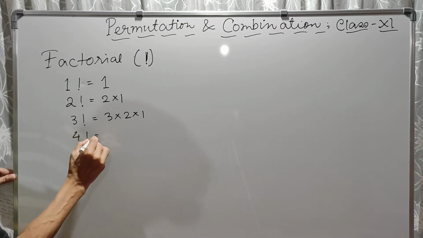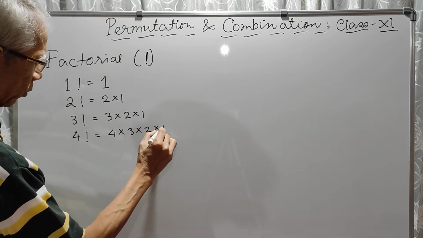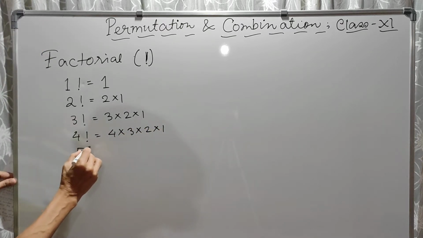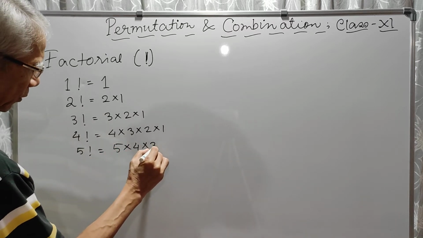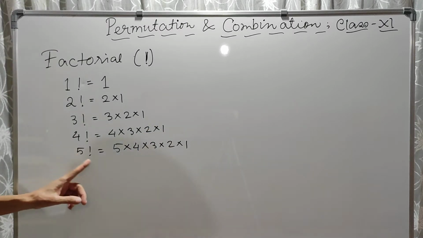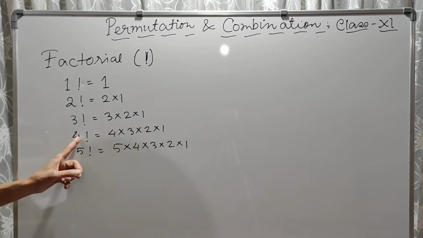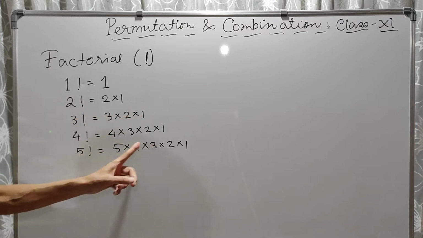4 factorial means 4 into 3 into 2 into 1. 5 factorial means 5 into 4 into 3 into 2 into 1. So you see 5 factorial is 1, 2, 3, 4, 5. 4 factorial is 1, 2, 3, 4. 3 factorial is 1 into 2 into 3, all multiplication.